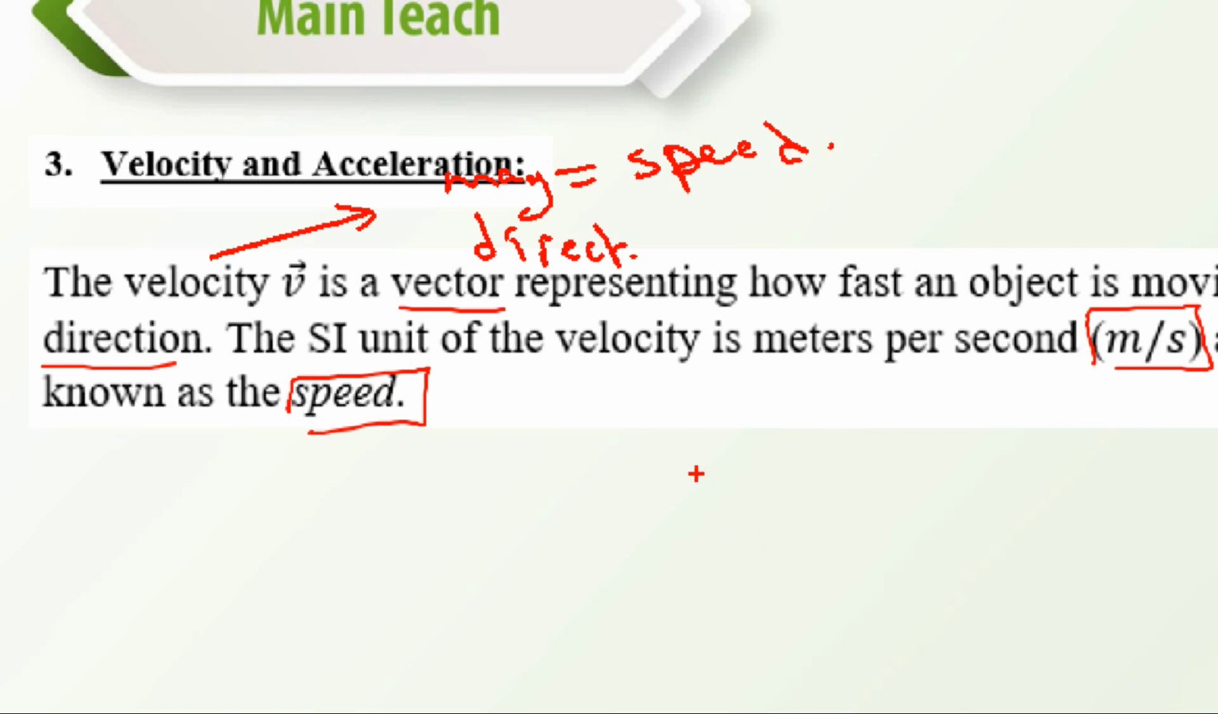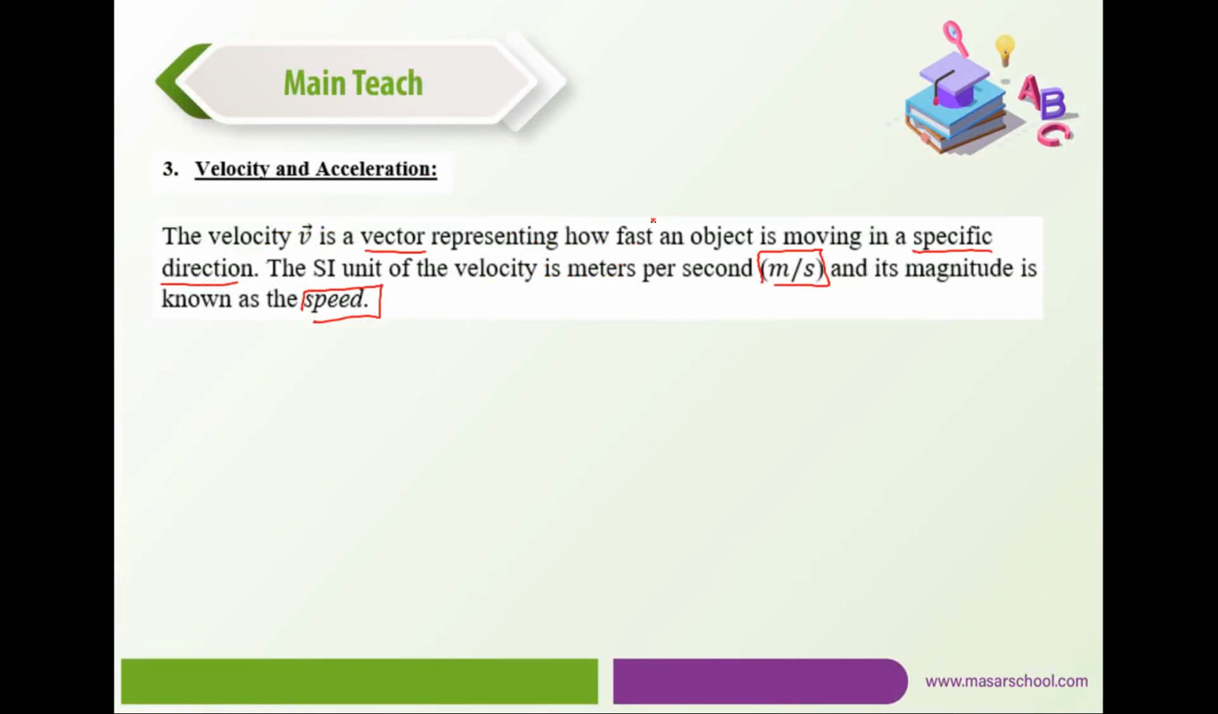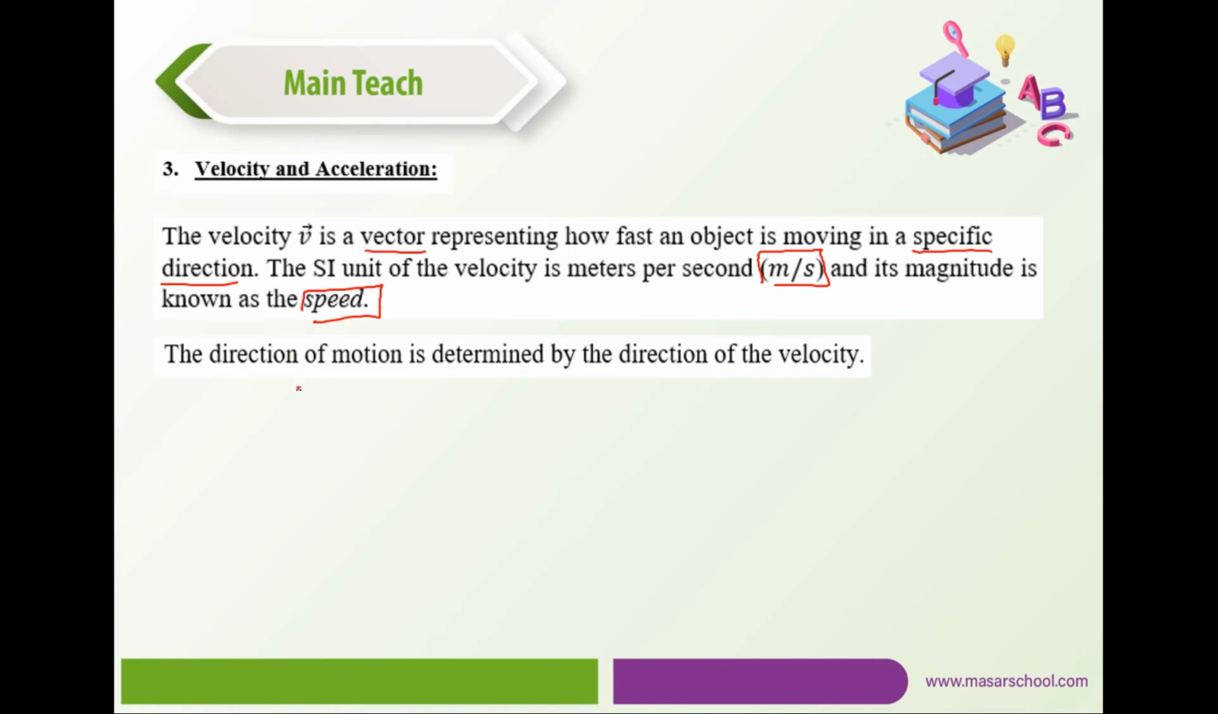So for this reason, vectors encode more information than scalars. Now, this is a very important statement. We're saying here that the direction of motion is determined by the direction of the velocity. We're going to refer to this often in this unit.